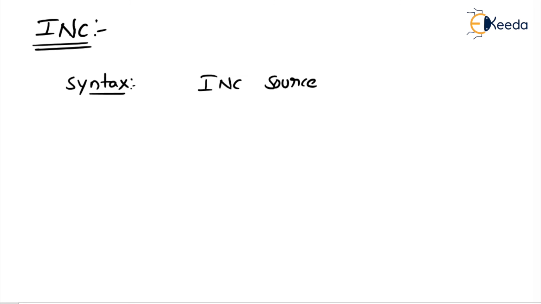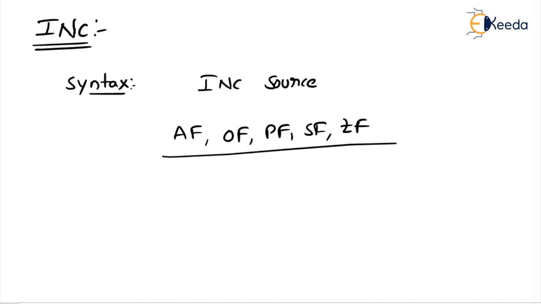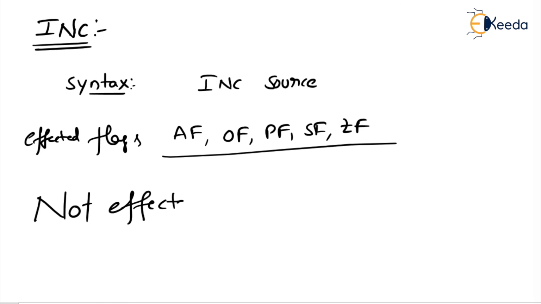Increment source. Which flags will be affected? In this increment, the affected flags are AF, overflow flag, parity flag, sign flag, and zero flag. Which flag is not affected? Remember, this is very, very important. Increment: not affected is the carry flag. Carry flag.